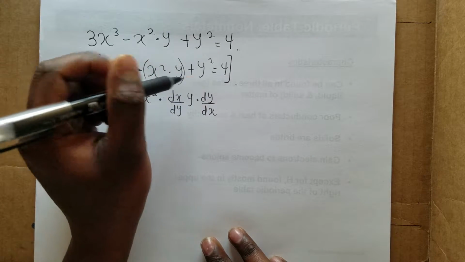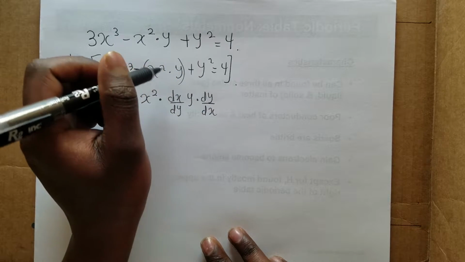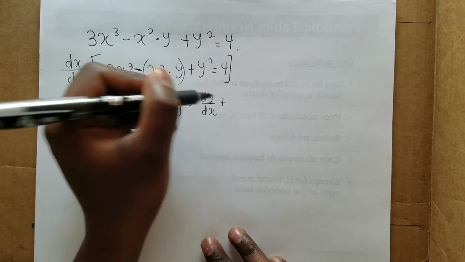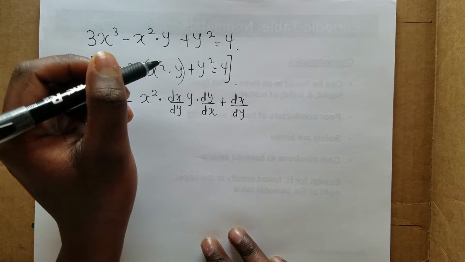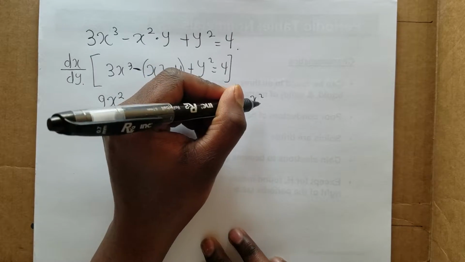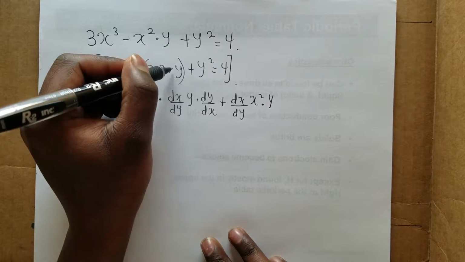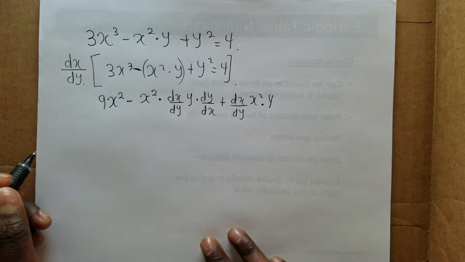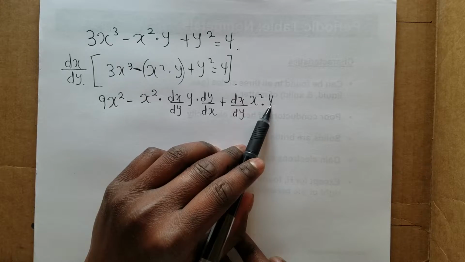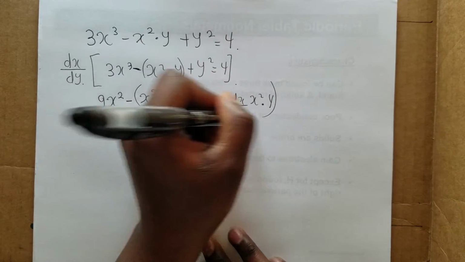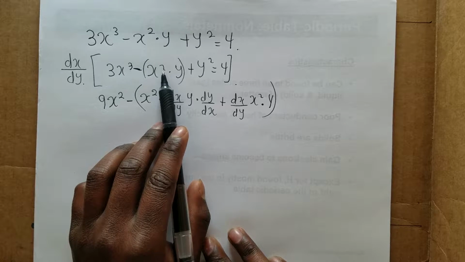So now it's the first function times the derivative of the second function, plus the derivative of the first function times the second function. Here you're not finding the derivative of the second function, so just leave it as y. Only when you find the derivative of this, then you multiply. So that's how you use the product rule to solve this.